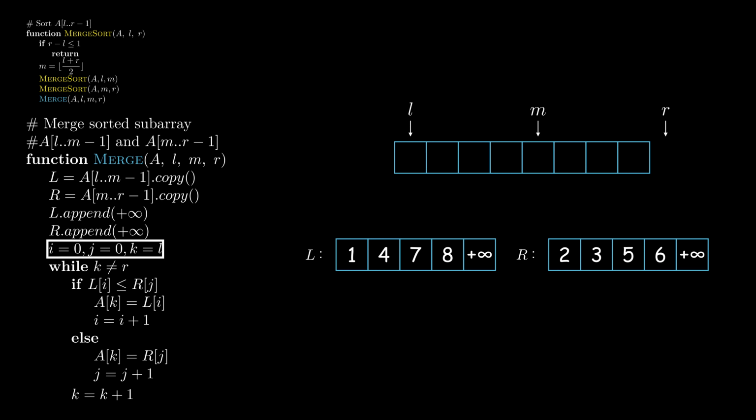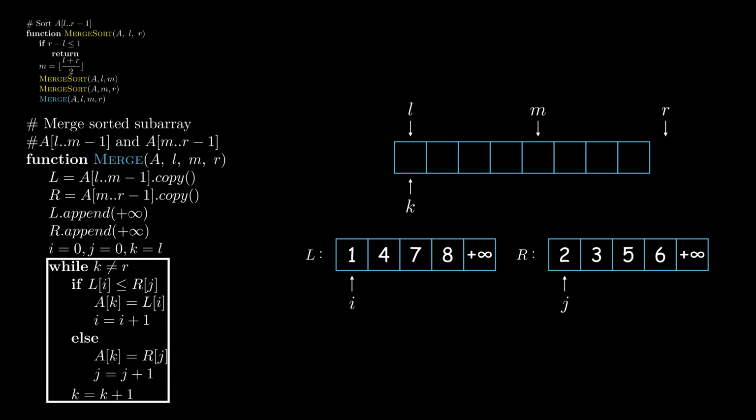We let i equal to 0, j equal to 0, and k equal to L. They represent the index of the element being traversed in capital L, capital R, and A. Then we enter the loop. If L[i] is smaller than R[j], we let A[k] equal to L[i]. Otherwise, let A[k] equal to R[j].